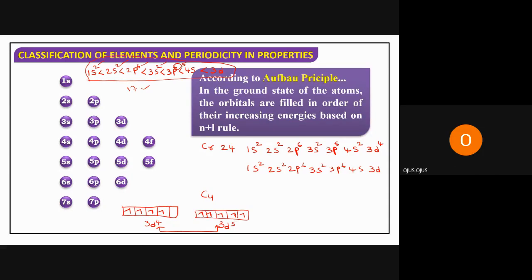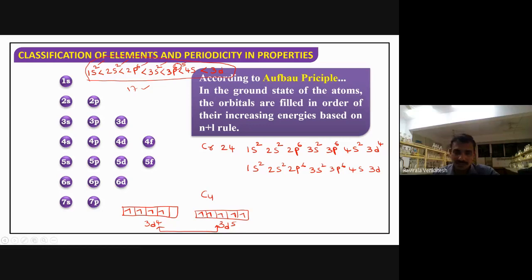3d5 is symmetrical. It is a half-filled configuration. Symmetry or not? Can you cut it into equal parts? Yes, you can cut into equal parts here. But can you cut into equal parts here? No. So electronic distribution is always in terms of symmetry. So half-filled configurations are more stable. That is the reason one of the electrons will enter here, so 4s2 will become 4s1 and 3d4 becomes 3d5.